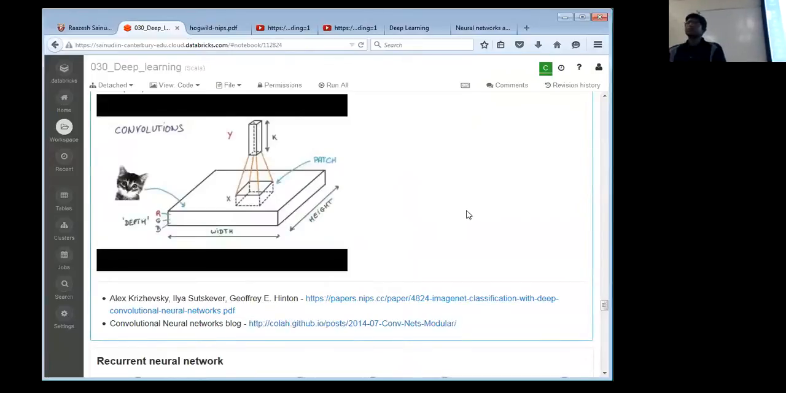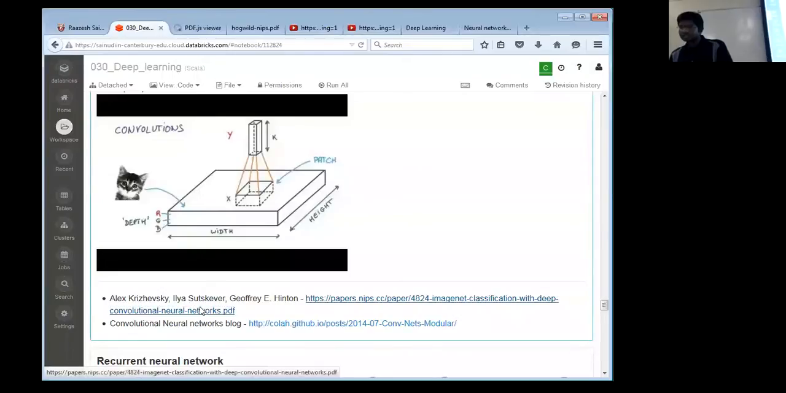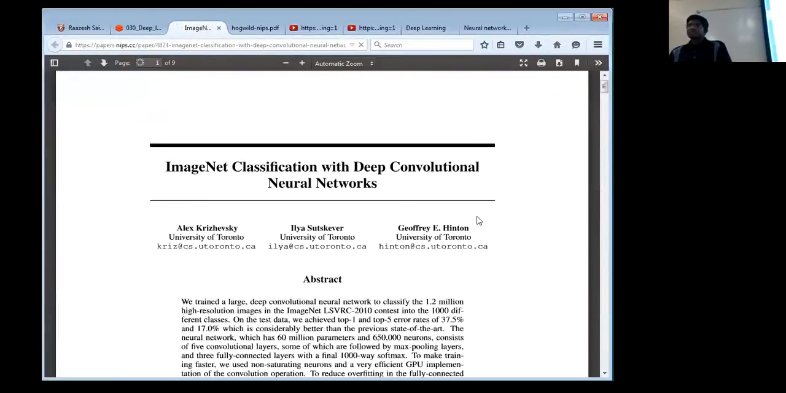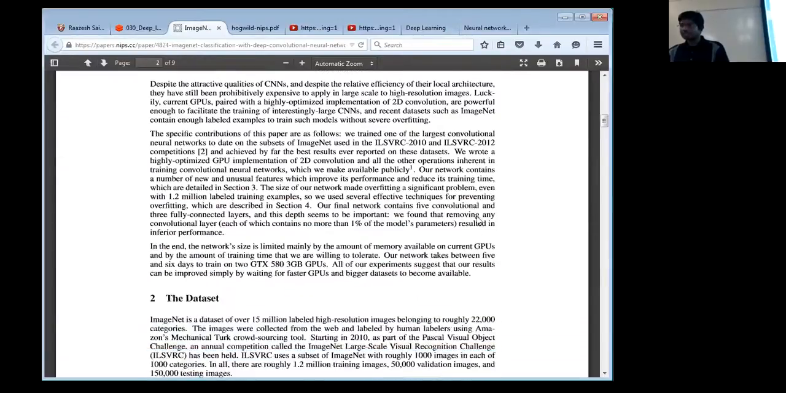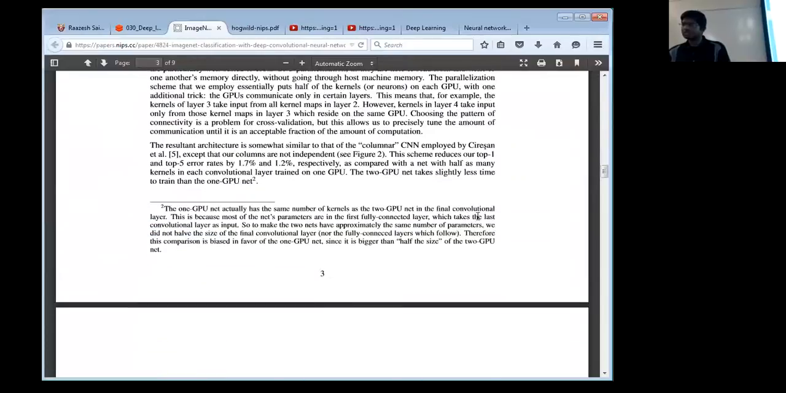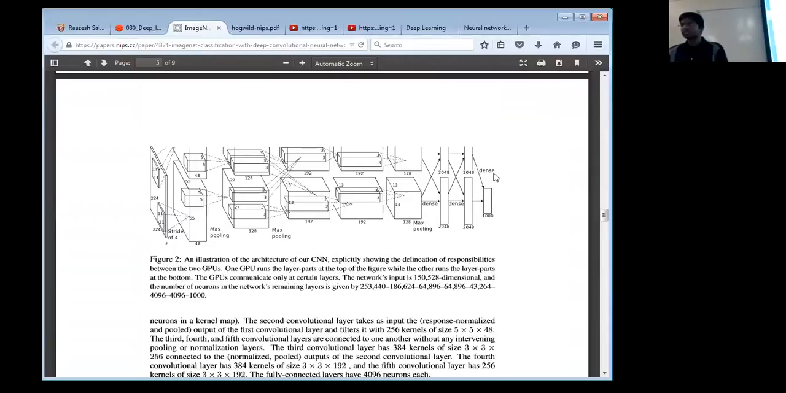Convolutional neural networks have become really popular these days after a paper by Alex Krizhevsky, Geoffrey Hinton, and Ilya Sutskever. These are the guys who introduced ReLUs. They introduced dropouts, and they used convolutional neural networks. I don't know if they introduced them, but this is the network that they came up with.